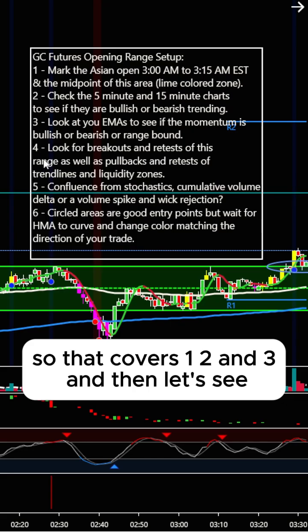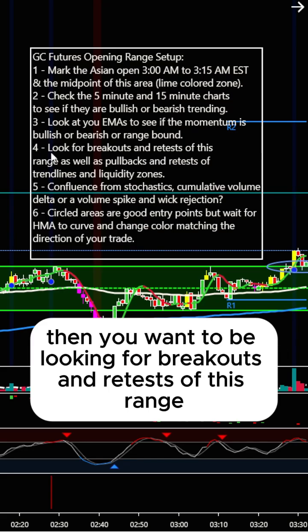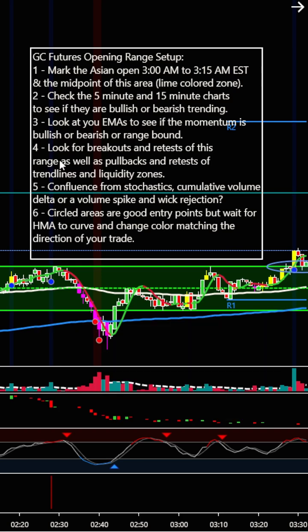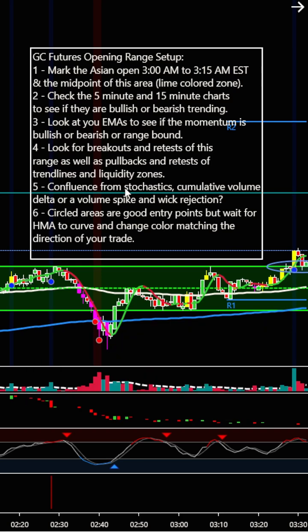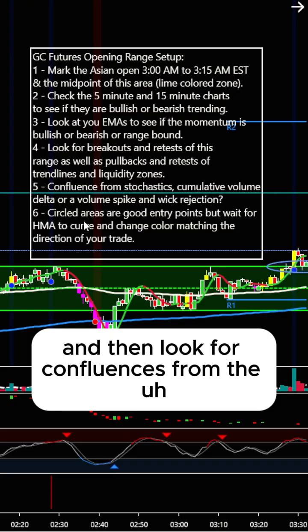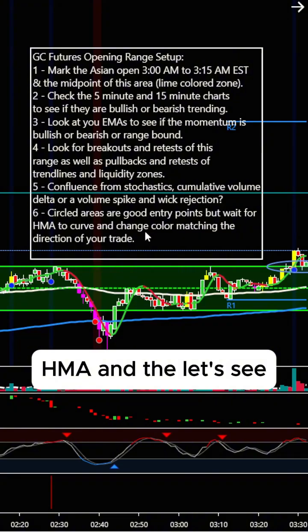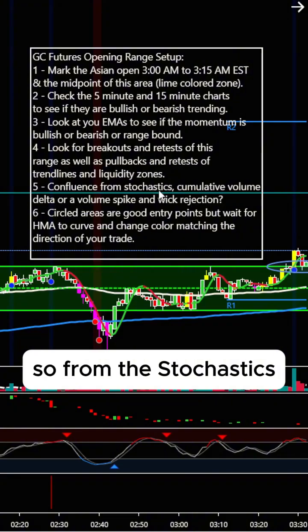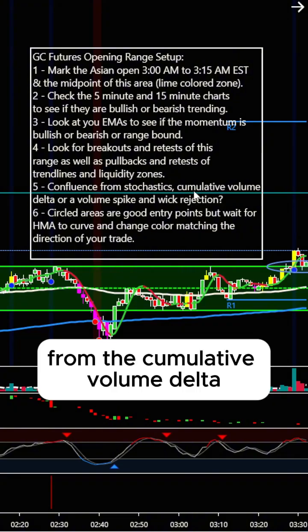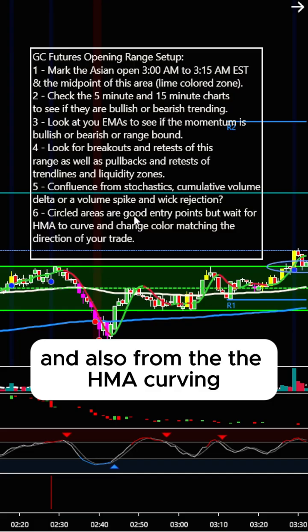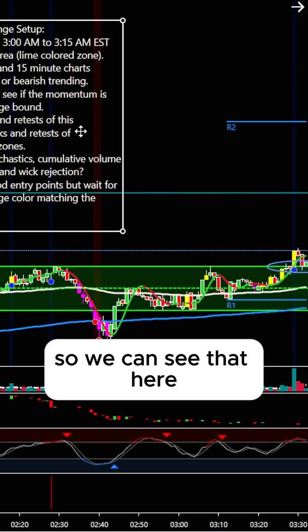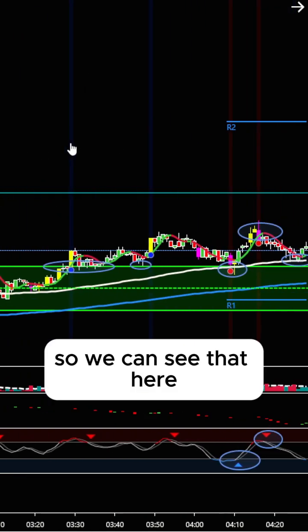And then you want to be looking for breakouts and retests of this range, as well as pullbacks and retests of the trend lines and liquidity zones, and then look for confluences from the HMA and from the stochastics, from the cumulative volume delta, or a volume spike or a wick rejection, and also from the HMA curving. So we can see that here.